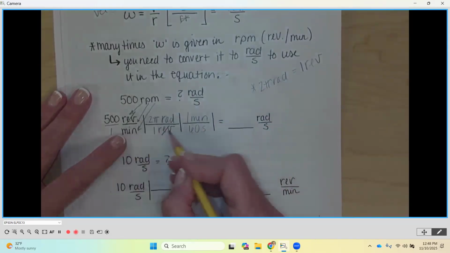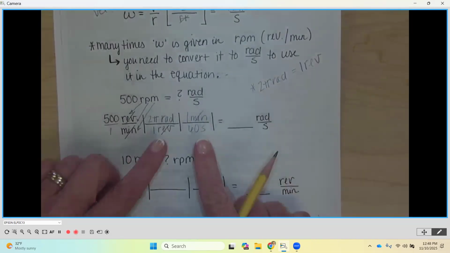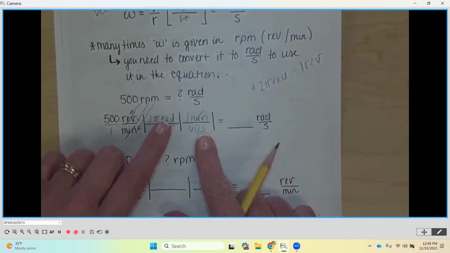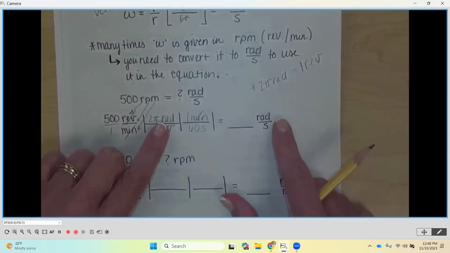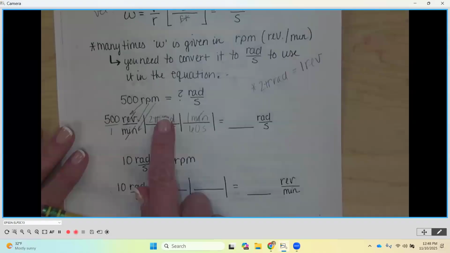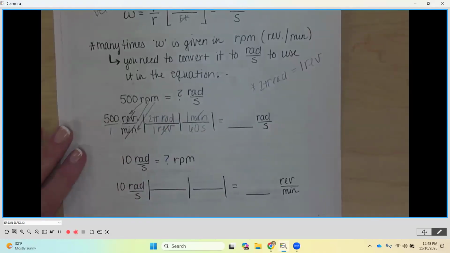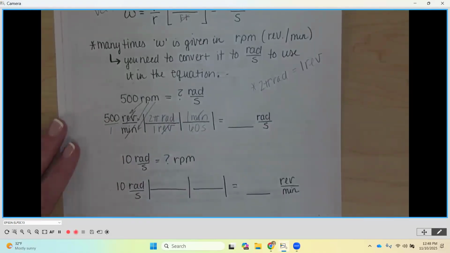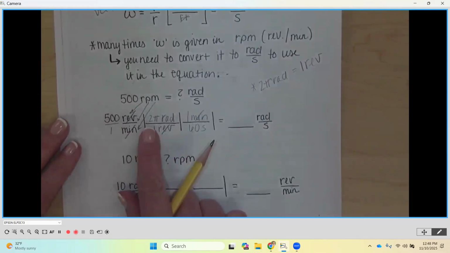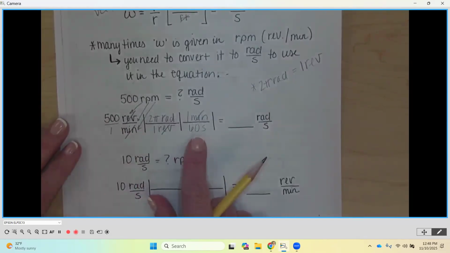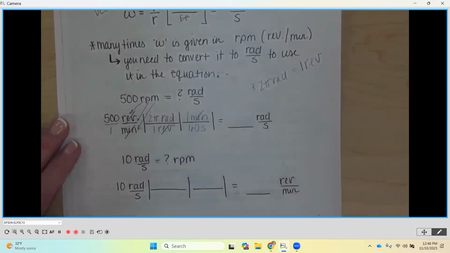Now, if I multiply across, divide by the bottom, minutes cancel out. And the only things that aren't canceled out are radians on top and seconds on the bottom. If I look at the units that I want to get, radians per second, this is the units that I want. This confirms that if I multiply 500 times 2 times pi and then divide by 60, I'm going to end up with the appropriate units of radians per second. Do you see that? How many have done this version of conversions before?